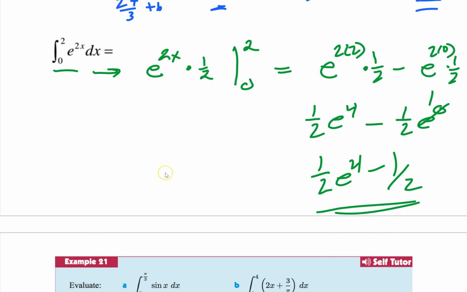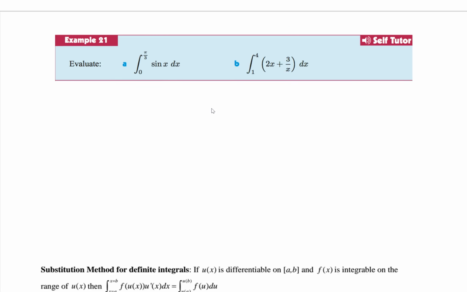Again, no plus c because we have limits. You don't do plus c with limits. By the way, if you want to make that a little prettier, you can. That's fine. But if you're OCD, that's also good. Let's move on. Some more.